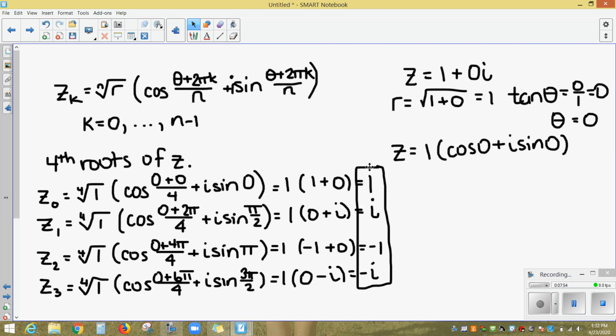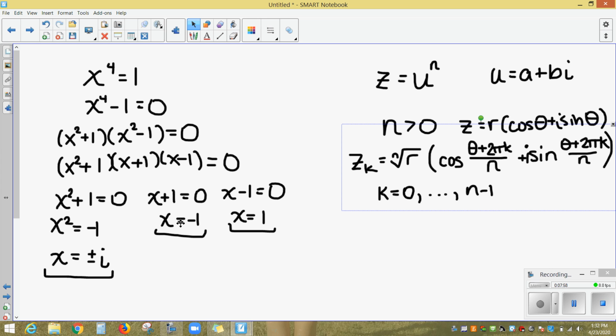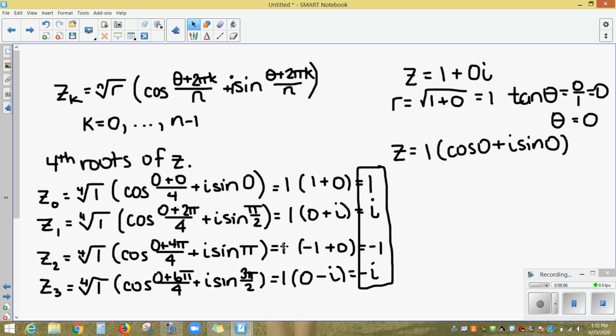Okay, notice those are the same 4 solutions that we got back here. Those are our 4 roots, our 4 roots of positive 1. Okay, well, let's do one more. We'll start it on the next page. Yeah, we'll do one more.